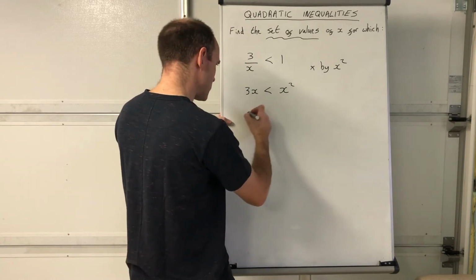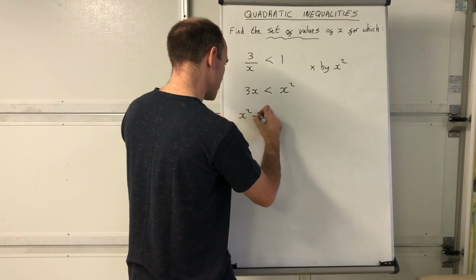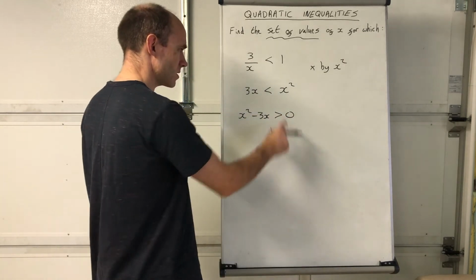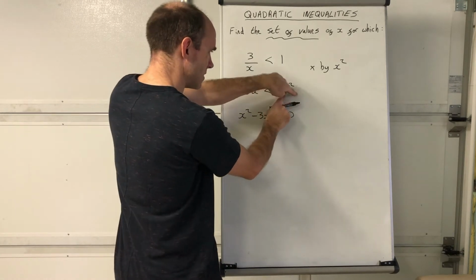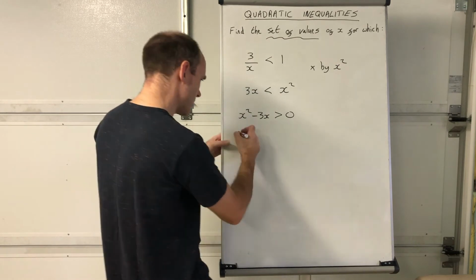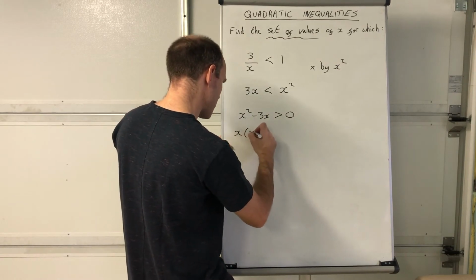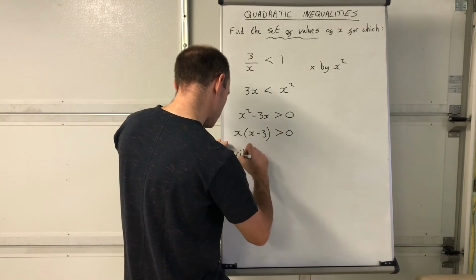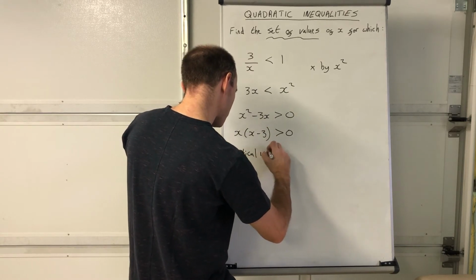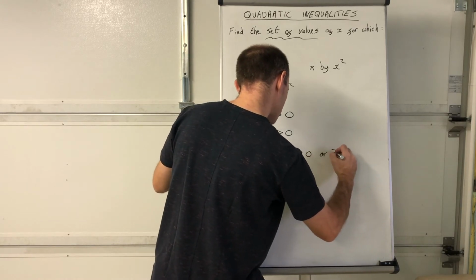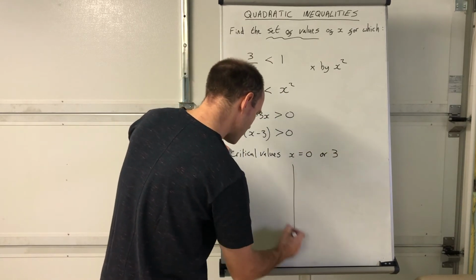And I'm just going to rearrange this. So I've got x squared subtract 3x is greater than 0. Hopefully you can see what I did there. So I just put the 3x into that side, and then x squared minus 3x is greater than 0, written like that. And then factorise it, x(x minus 3) is greater than 0. Critical values, let's just write those down. x is equal to 0 or 3, and then quick sketch of the graph now.